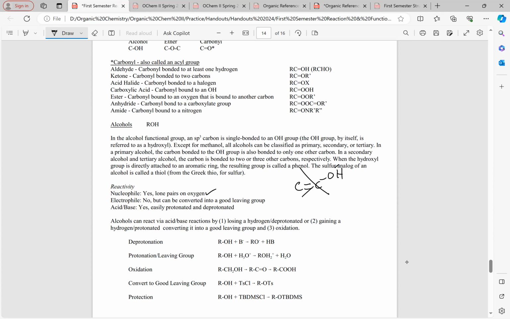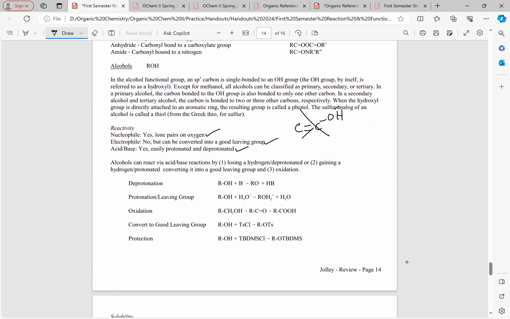So what do we like about these alcohols? Can they be nucleophiles? Absolutely. The lone pair loves to be a nucleophile. Can it be an electrophile? No, unless we can convert alcohols into good leaving groups. And if that's true, then it could be a good electrophile. And can it do acid-base chemistry? You bet. It has a partially acidic proton.